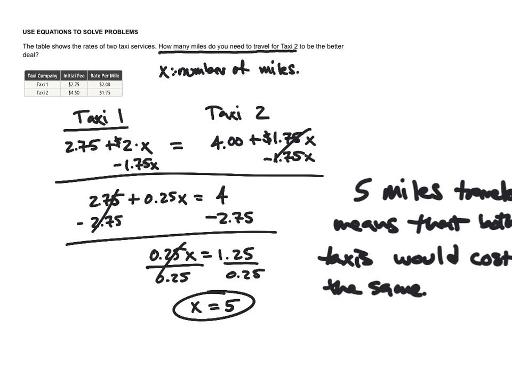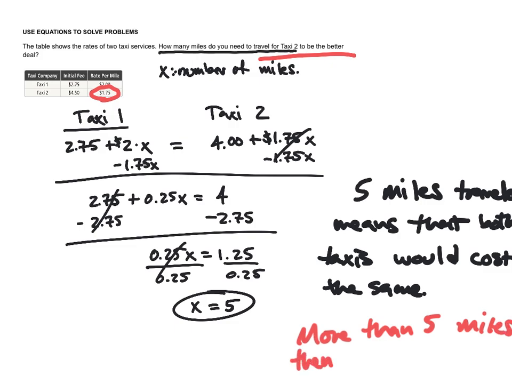Now, what I know about taxi 2, because it wants to know how many miles before taxi 2 is better, is that taxi 2 has a lower rate per mile, but a higher initial fee. Taxi 1 has a lower initial fee, but a higher cost per mile. When you have a lower rate, taxi 2 is going to be better in the long term. So if it's more than 5 miles, then taxi 2 is a better deal.